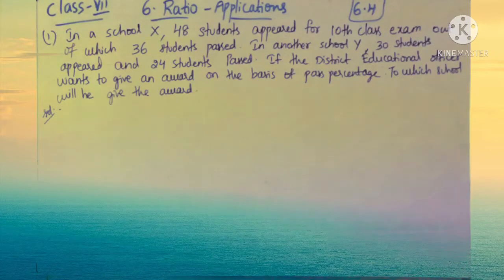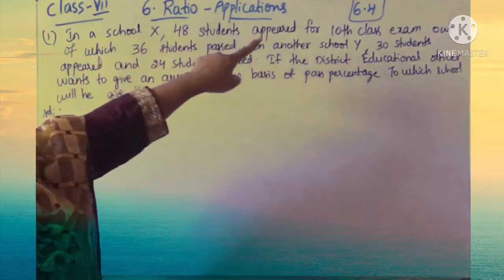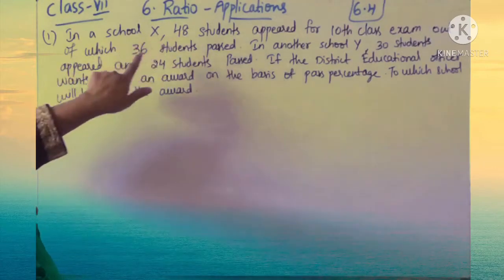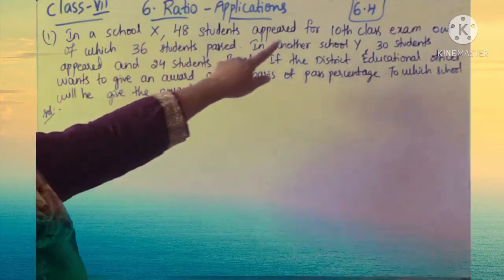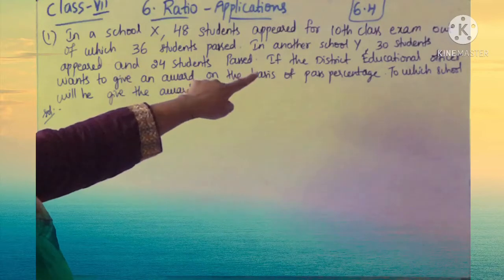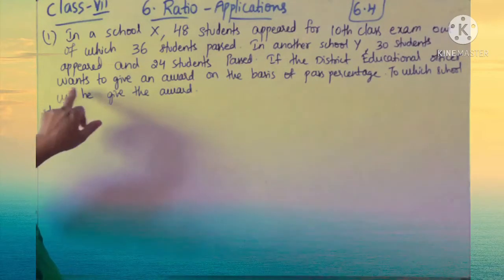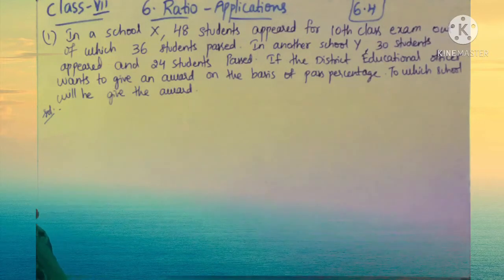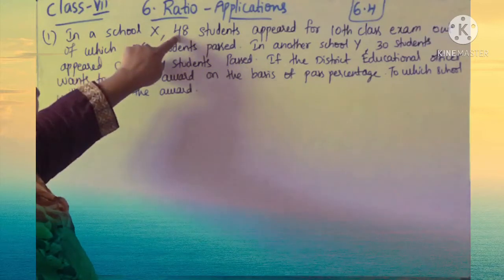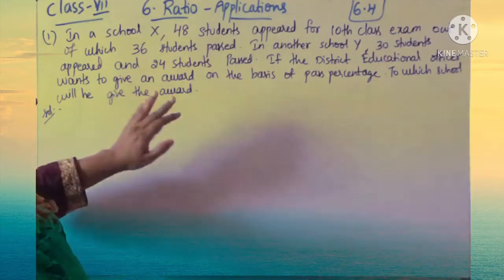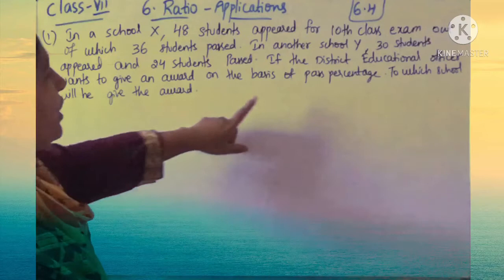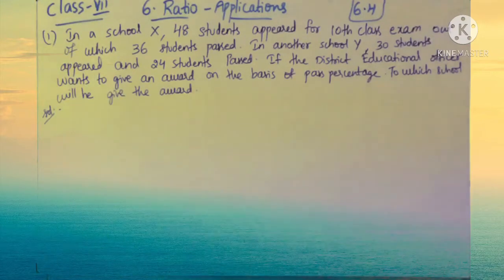Coming to the first question, in a school X, 48 students appeared for the 10th class exam, out of which 36 students passed. In another school Y, 30 students appeared and 24 students passed. If the district educational officer, that is DEO, wants to give an award on the basis of pass percentage, we need to take pass percentage because the total students in school X and school Y are not the same. If the total students are the same, then we can find out in which school more students passed, right? So we have to find the pass percentage to decide which school he will give the award.